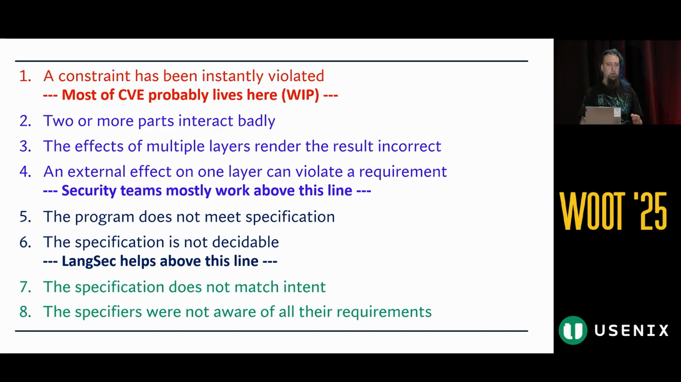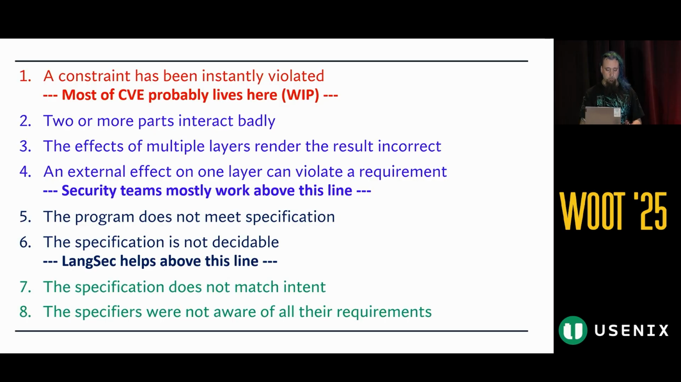Above even this are cases where my program doesn't even meet the specification. I just implemented the RFC wrong, or my X509 parser is not right, and it's not right in a way that wasn't me violating an internal constraint. It's not right in a way that you can give me a document, and that document has a different meaning to you than the document has meaning to me.